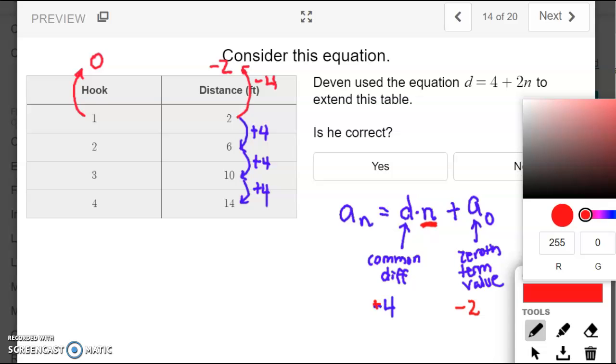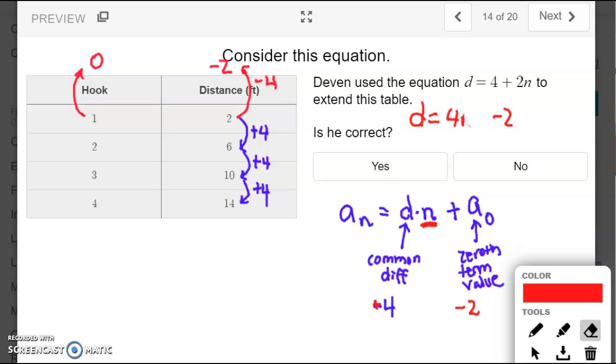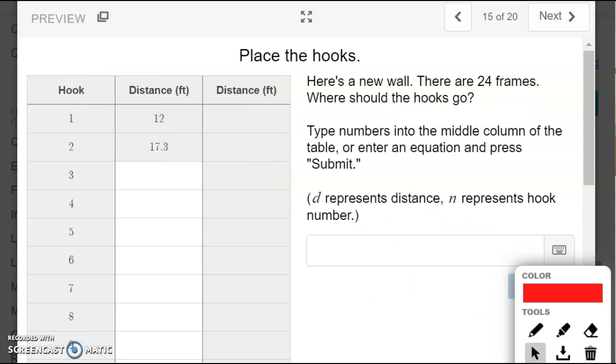So the actual equation should be D is equal to, what do we find to be the common difference? That's 4 times n, the variable n, plus, what is the zeroth term? Negative 2. Or you could have written just negative 2 right here. So it's going to be 4n minus 2. And that should be the correct equation. So Devon is not correct.